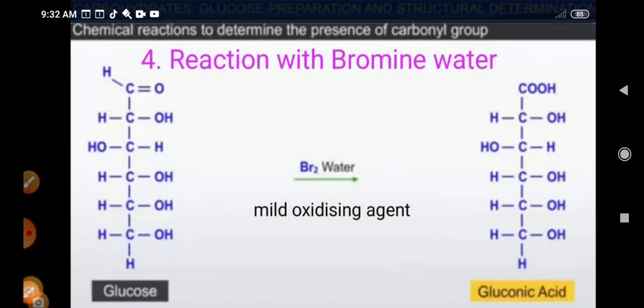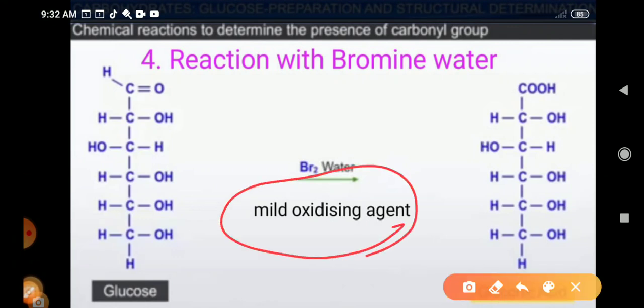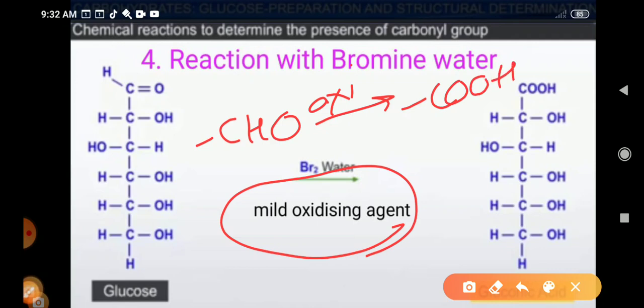Next is the reaction with bromine water. Bromine water is a mild oxidizing agent. That means the oxidizing agent helps in oxidation. Here, the aldehyde group on oxidation gets converted into the acidic group COOH. So what is the function of the oxidizing agent here? It oxidizes the aldehyde into acid.